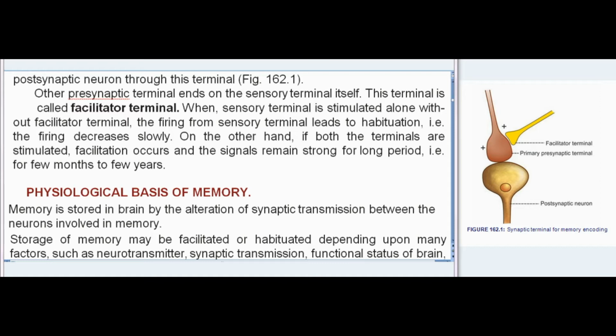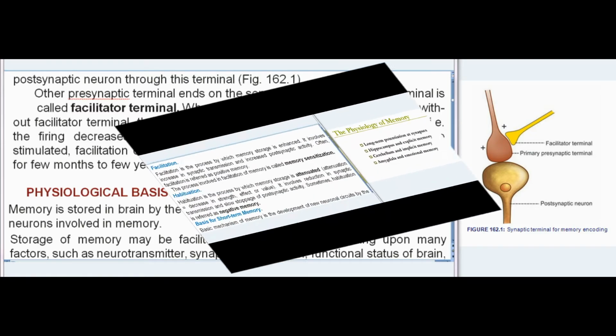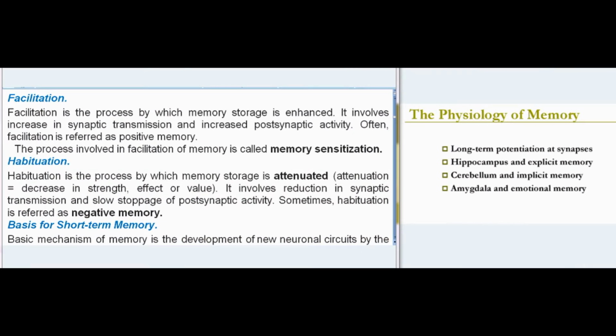Physiological basis of memory. Memory is stored in brain by the alteration of synaptic transmission between the neurons involved in memory. Storage of memory may be facilitated or habituated depending upon many factors, such as neurotransmitter, synaptic transmission, functional status of brain, etc. Facilitation. Facilitation is the process by which memory storage is enhanced. It involves increase in synaptic transmission and increased postsynaptic activity. Often, facilitation is referred as positive memory. The process involved in facilitation of memory is called memory sensitization.